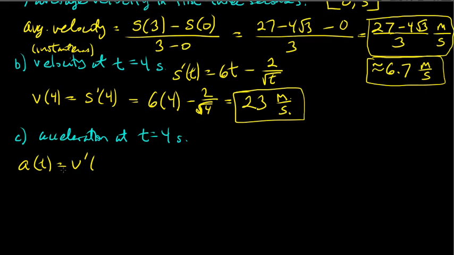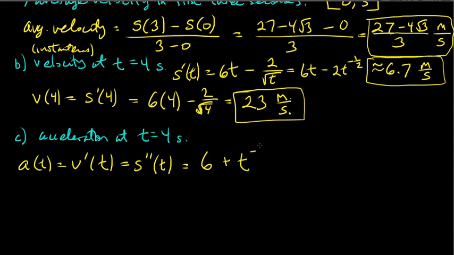We want the acceleration as a function of time. Either way, right? So what do we get? We get 6, and then let's see. This is going to be 6t minus 2t to the negative 1/2. So negative 2 times negative 1/2 is positive 1. And then we get t to the negative 3 over 2. So this is 6 plus 1 over t squared of t.